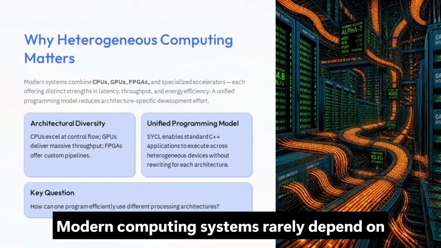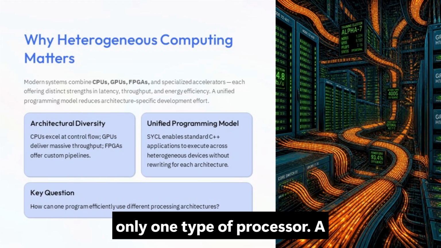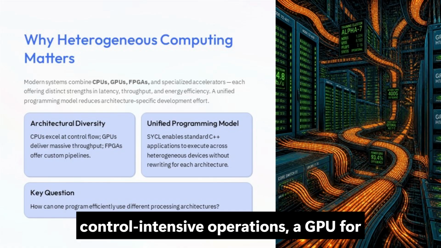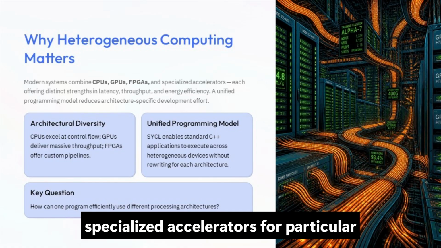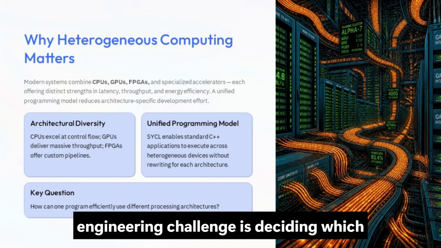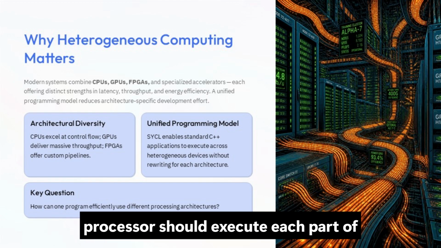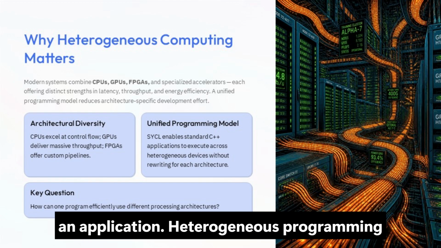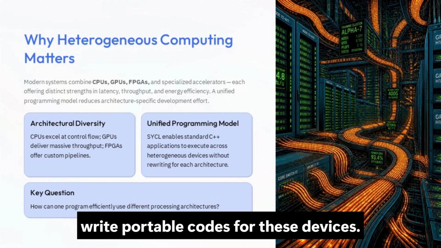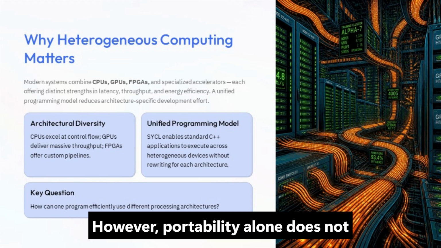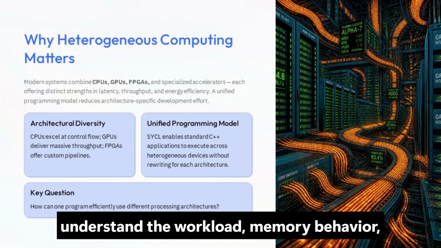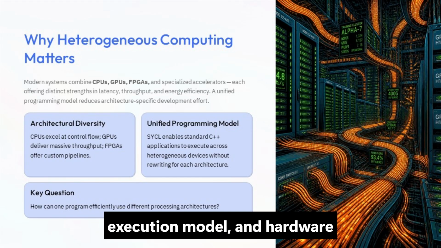Modern computing systems rarely depend on only one type of processor. A system may combine a CPU for control-intensive operations, a GPU for high-throughput parallel computation, and specialized accelerators for particular workloads. Each architecture has different strengths, so the main engineering challenge is deciding which processor should execute each part of an application. Heterogeneous programming models such as SYCL help us write portable C++ code for these devices. However, portability alone does not guarantee performance. We must still understand the workload, memory behavior, execution model, and hardware characteristics.